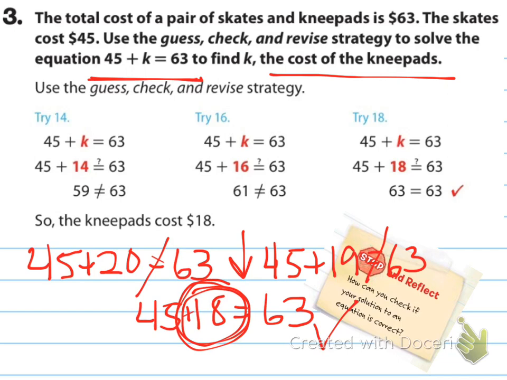Oh, and I just wanted to go over this little stop thing. It says, how can you check if your solution to an equation is correct? I mean, obviously, just guess and check. You plug it in, you substitute it in, and then you do the math. Is 45 plus 18 equal to 63? Yeah, 63 and 63. Sorry, 63 I meant. 63 and 63 are the same.